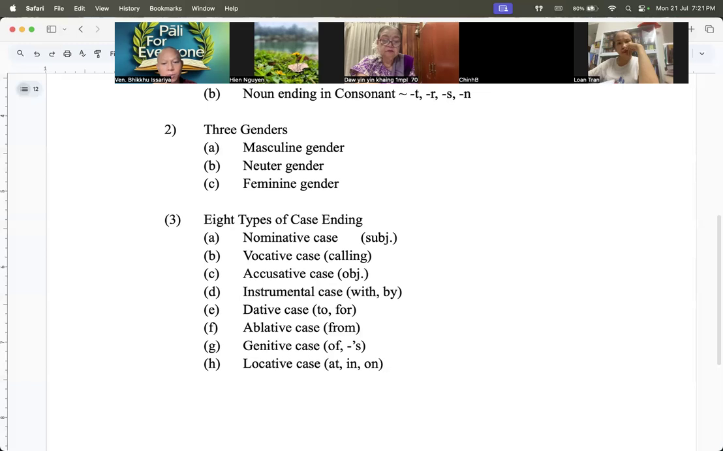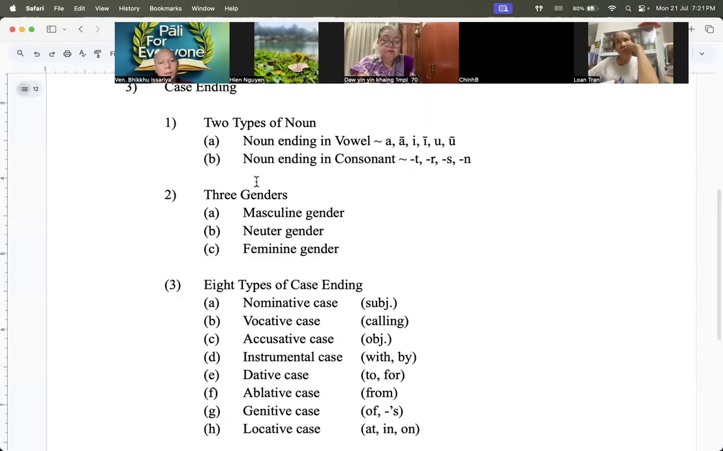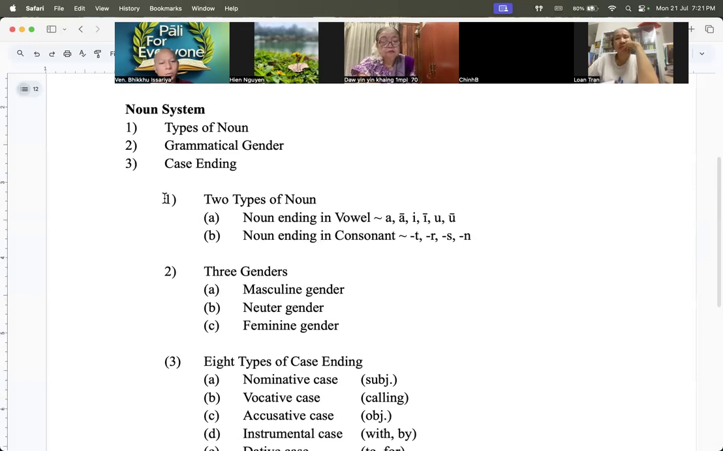Okay, so these three facts are important. So two types of noun and three genders, and then 8 cases, 8 types of case.